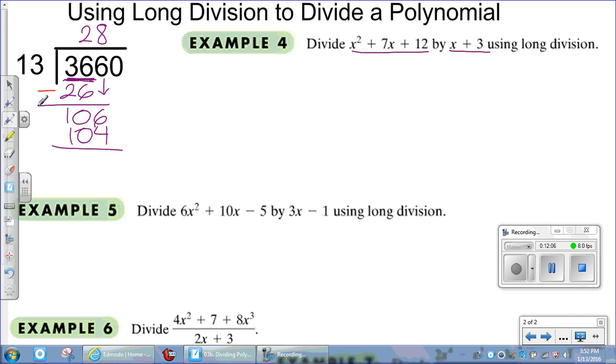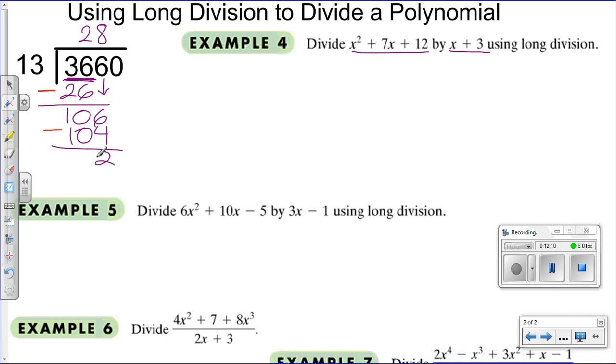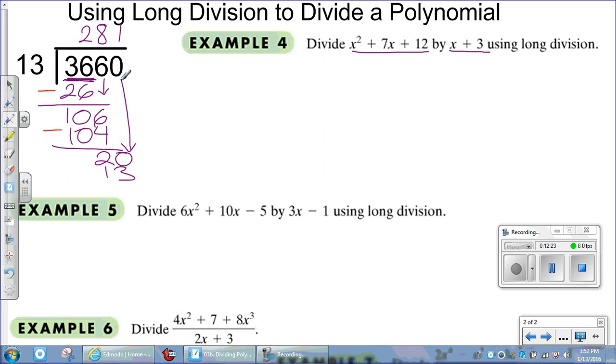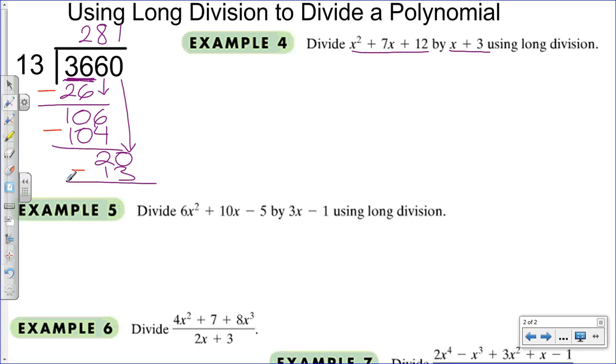What do you do next? Subtract. So that's 2. What's the next step? Bring down the next. And then how many times can 13 go into 20? 1. Then you multiply, correct? And then you subtract. 20 minus 13 is 7.